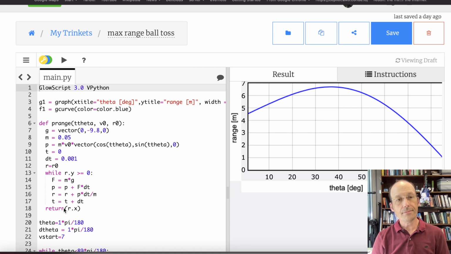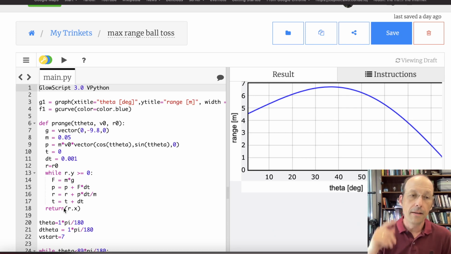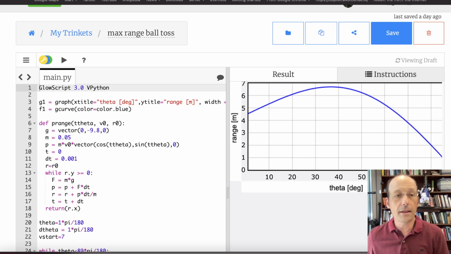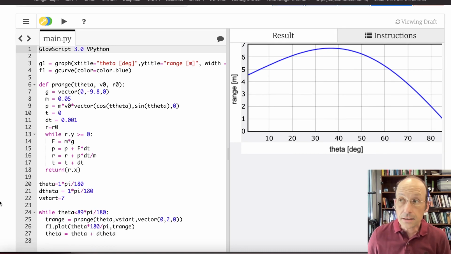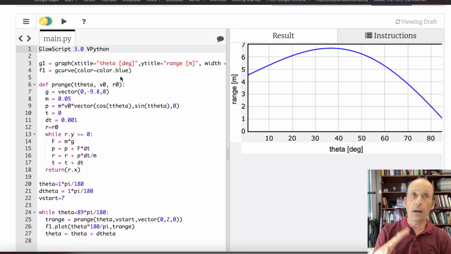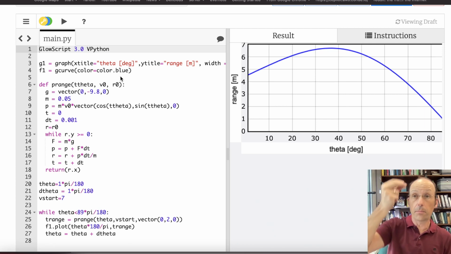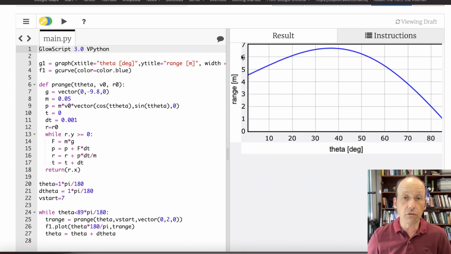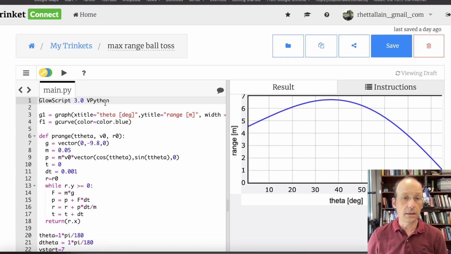Okay, well, let's get started. This is the program that I made in the previous lesson. This is for projectile motion, and I wanted to see what angle gives the longest range, and it actually works even if you start the ball not at y=0, but here I have the ball launched from a cliff. This is the range, how far it goes along the horizontal axis, and this is a function of the angle.